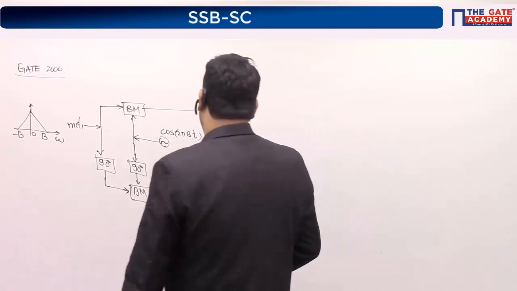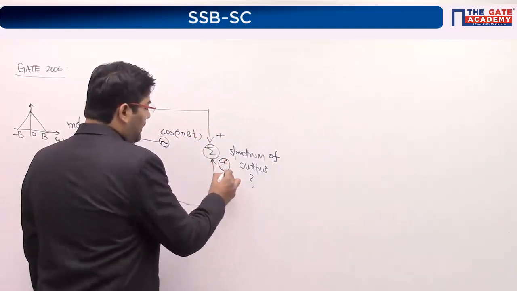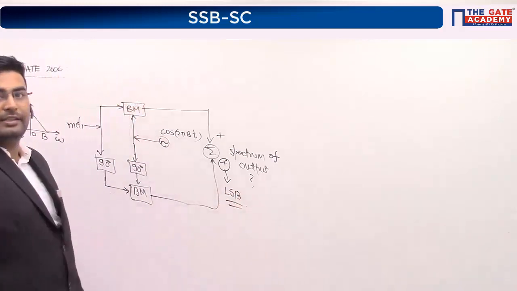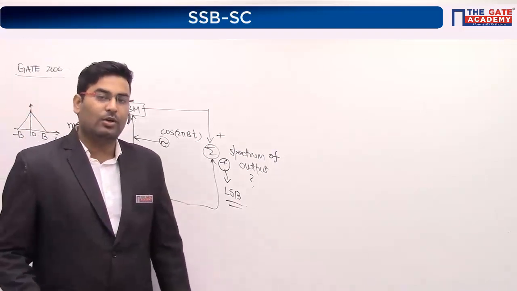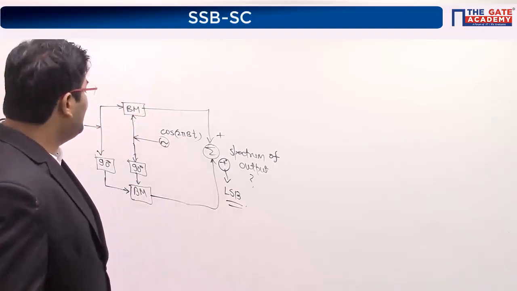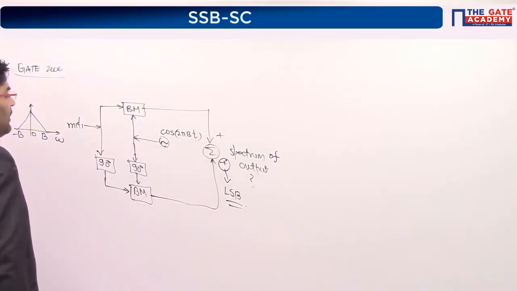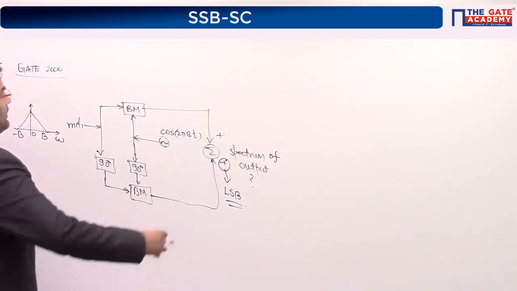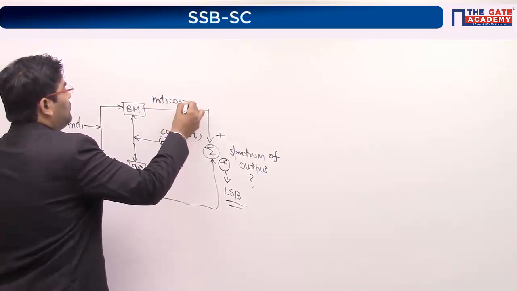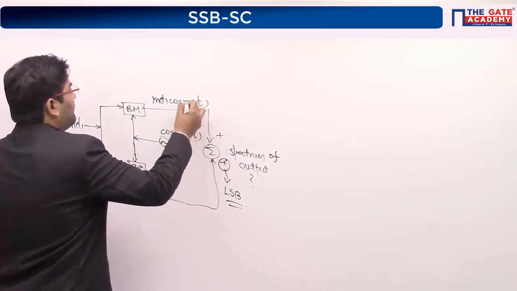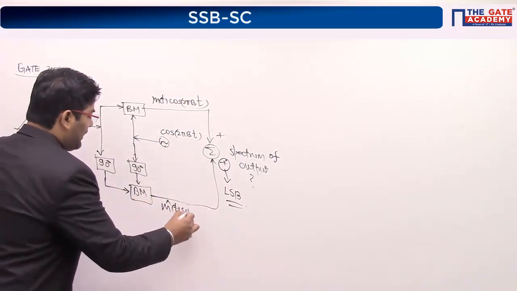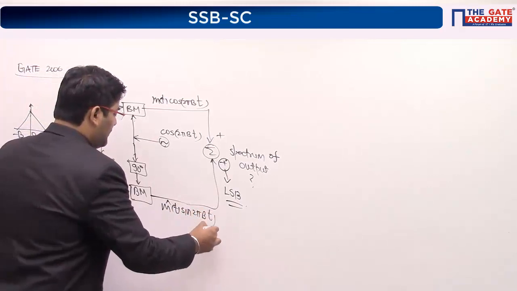Okay. The first thing first, the moment you see this plus, it indicates what? Lower side band. Yes or no, guys? Minus is upper side band, plus is lower side band. Let's match our answer. So plus is lower side band. So what you are actually doing is the multiplication of m(t) cos 2 pi bt, and here you are doing multiplication, the output will be m hat(t) sin 2 pi bt.